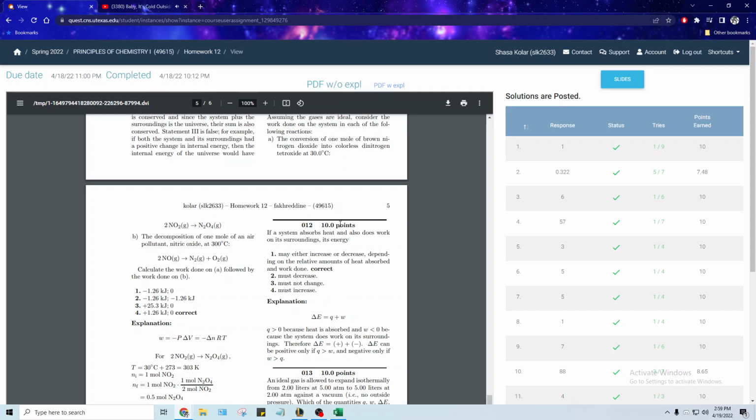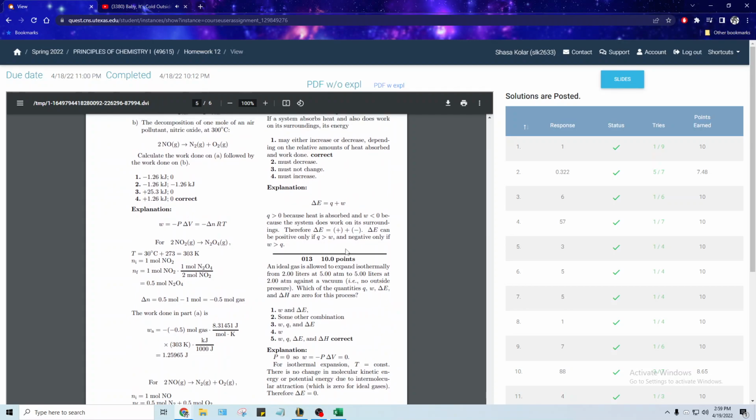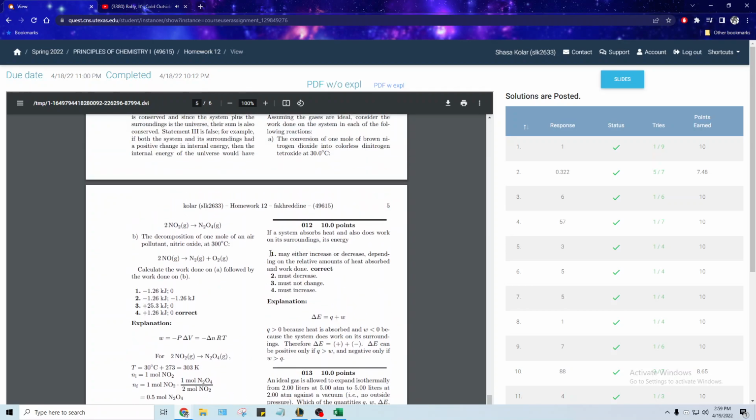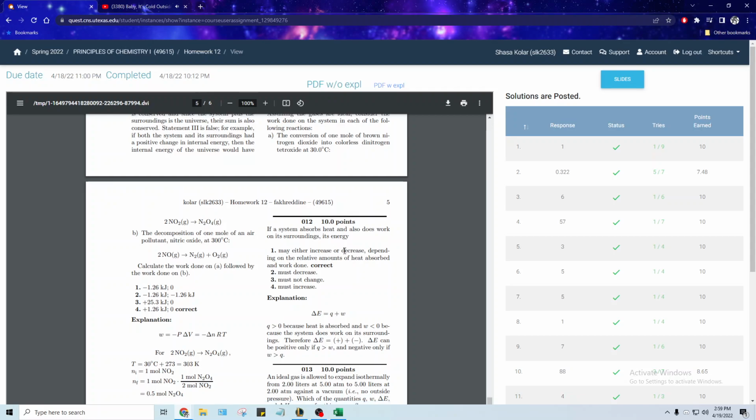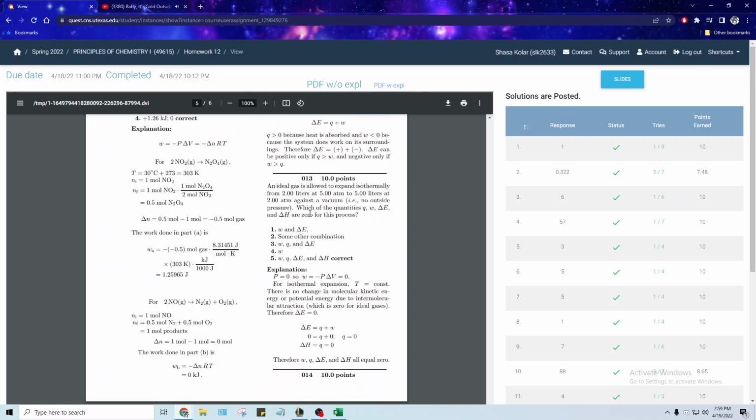If a system absorbs heat and also does work on surroundings, it's just saying that Q is positive and W is negative. Depending on which is higher, it could either gain or lose energy. Yeah, its energy may increase or decrease. This is just knowing that the change in E of a system can be positive or negative. That's all this is really knowing. It can be both, right?